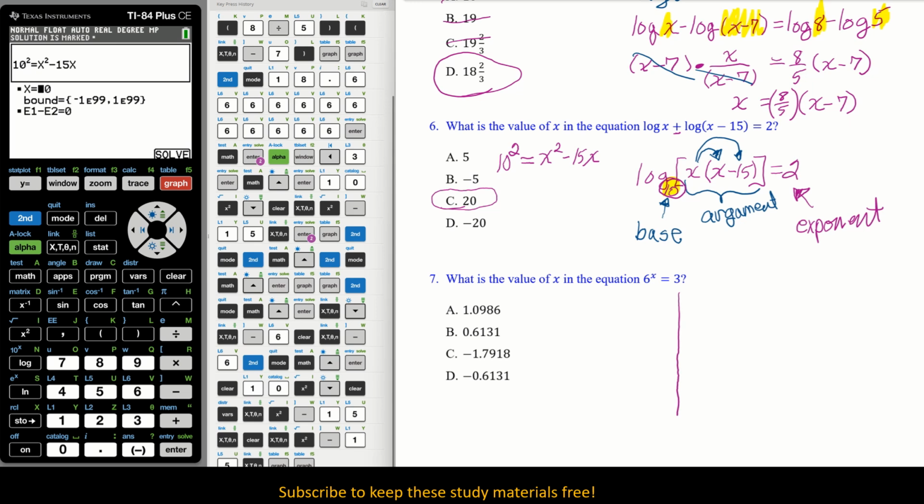Okay, we have the base is 6, right? So let's do this. We have log base 6. The argument is 3, and the answer is x. Okay, well, how would you put that in the calculator? Well, you put log of 3 over log of 6 equals x, okay? All right.